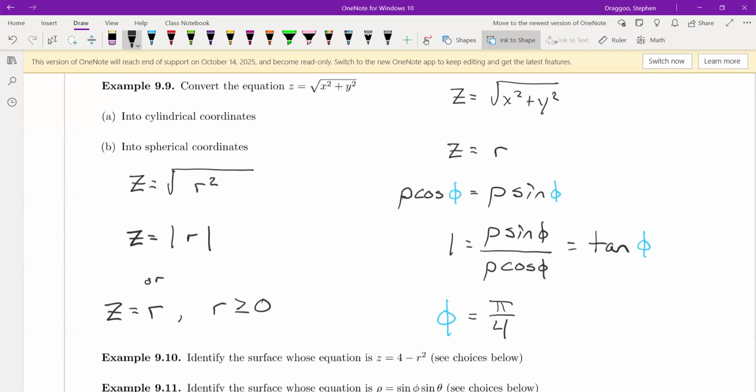I know there's at least one WeBWorK problem that'll ask you to solve an equation like this one, and it won't be happy until you reduce it down to something like that. Something where it's just phi equals an angle, phi equals some number.